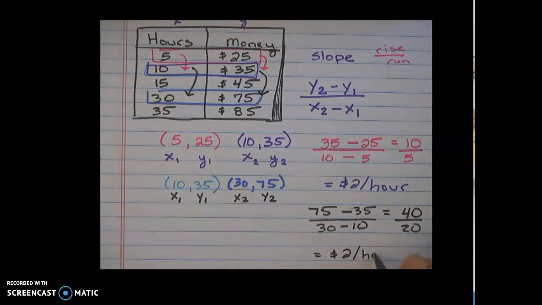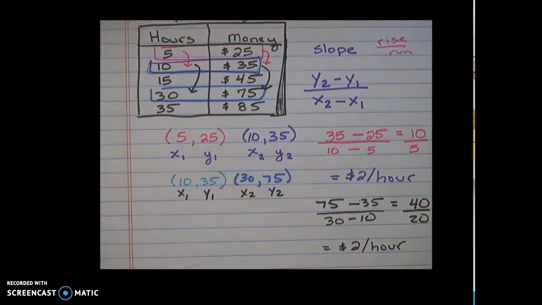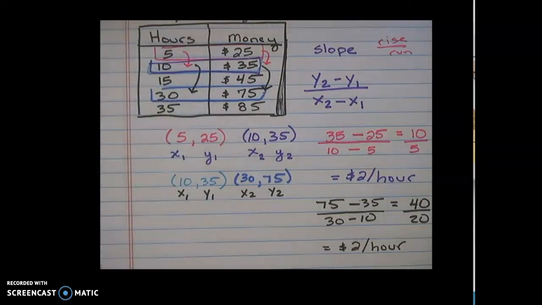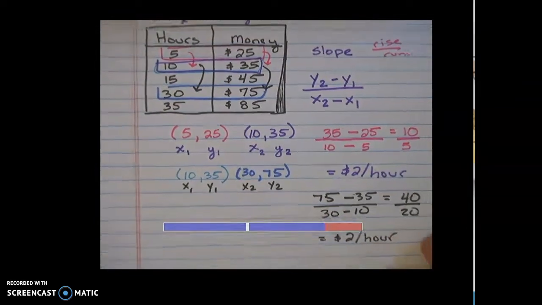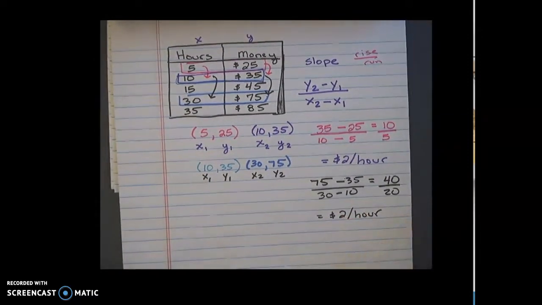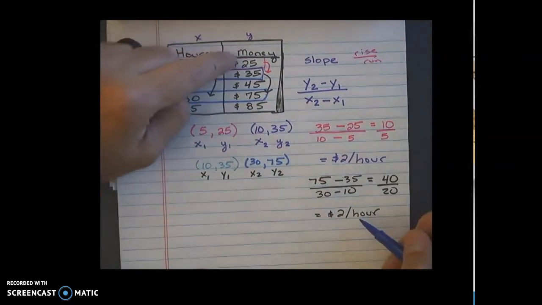It wouldn't matter which of the points I did in here. I could do 85 minus 25 and 35 minus 5. I'm going to get $2 an hour every time because that's how much that person made. And so then sometimes students get a little confused and go, well, if he only made $2 an hour, why did he end up with 25 bucks?